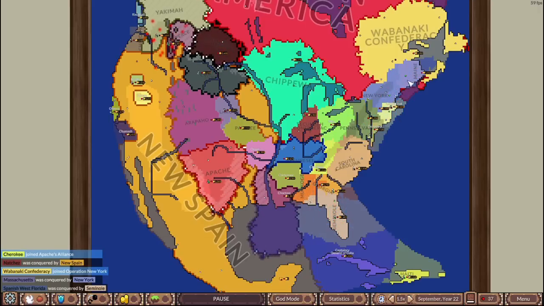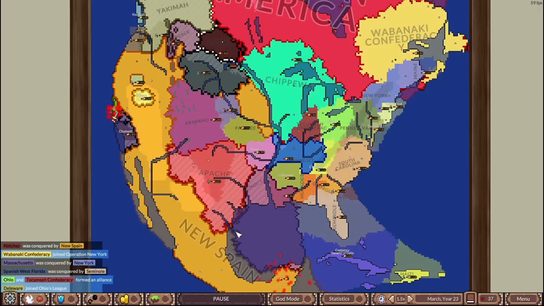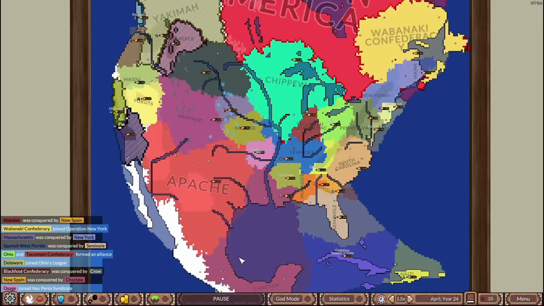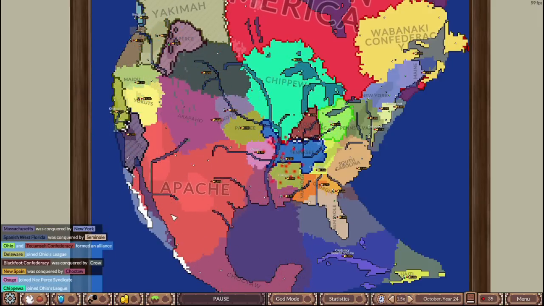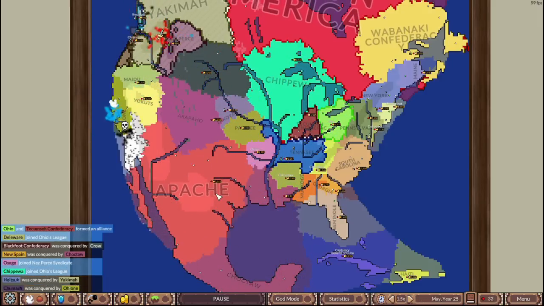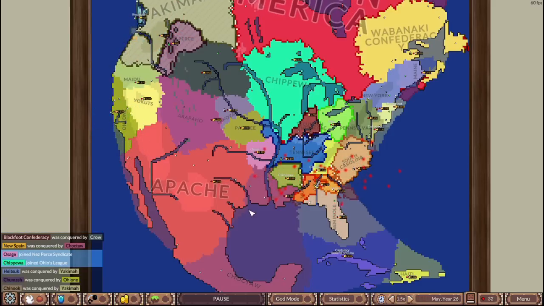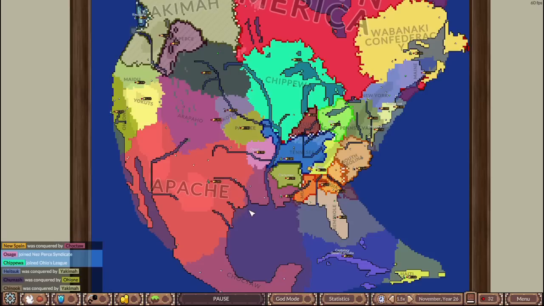We just had Massachusetts fall to New York, and Spanish West Florida was taken out by the Seminoles. Look at New Spain fall. They are officially conquered by the Choctaw, but of course, a lot of tribes are going to benefit, especially the Apache. Alright, we have more tribes falling out west in present-day California.